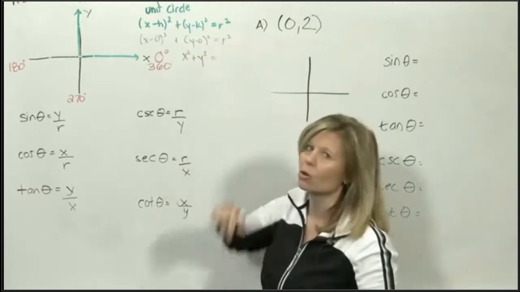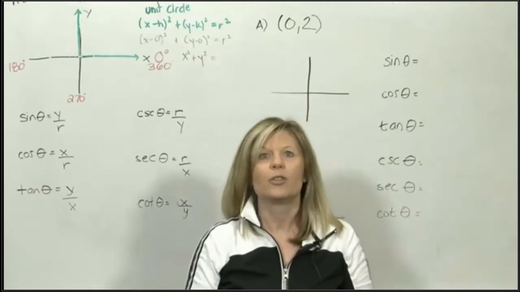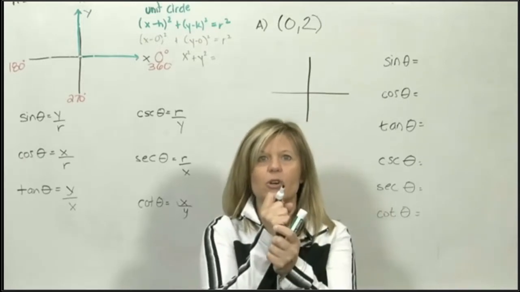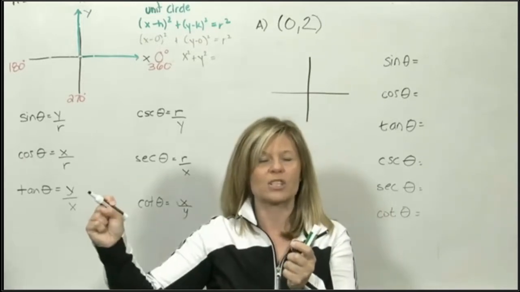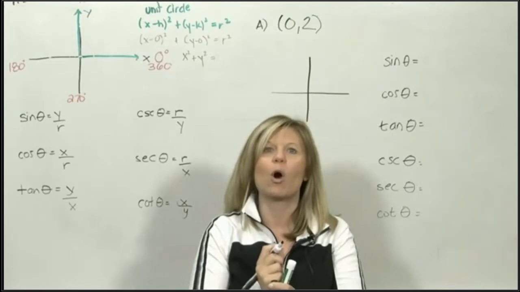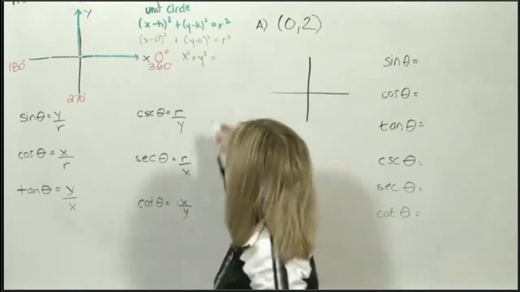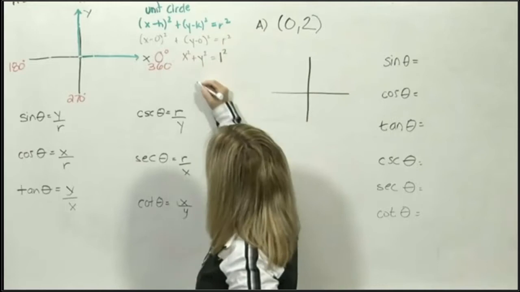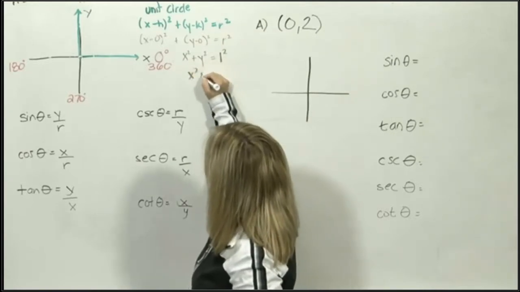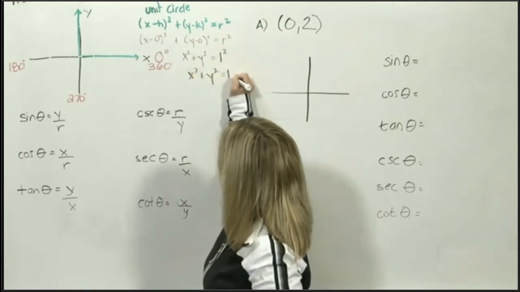If you remember, for circles, r always stands for the radius. The radius is the distance from the center of the circle to one edge. For the unit circle, we're going to use a radius of 1. So this is going to be 1 squared. So the equation of the unit circle is x squared plus y squared equals 1.